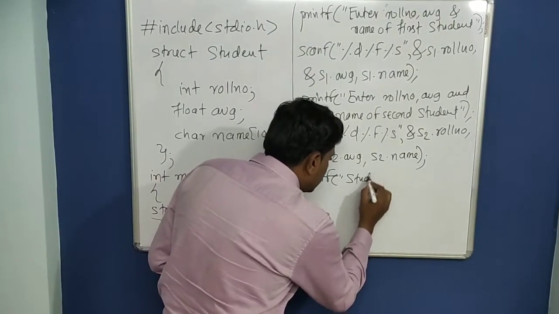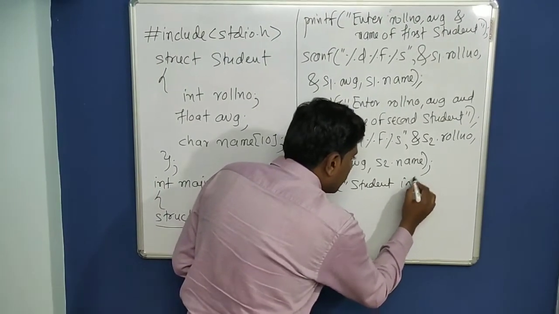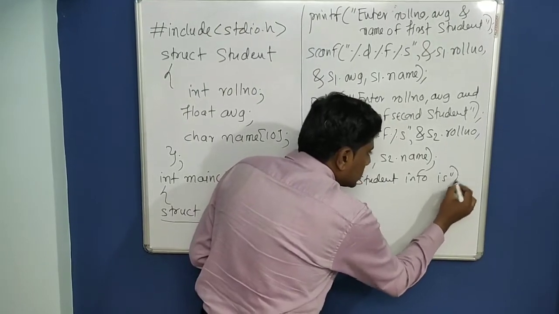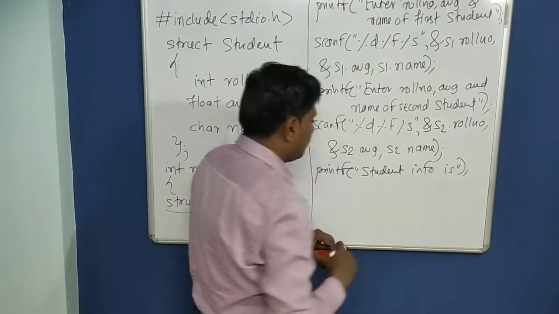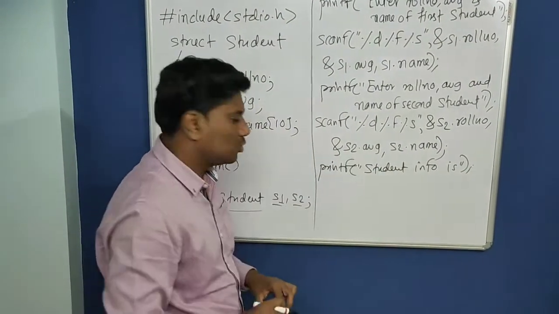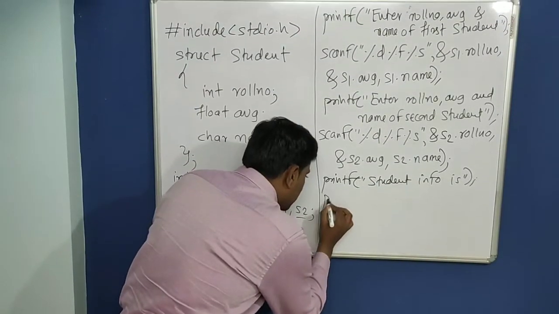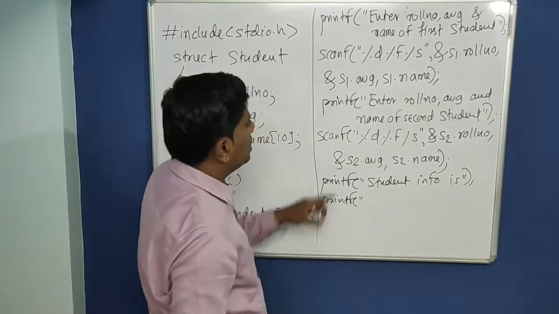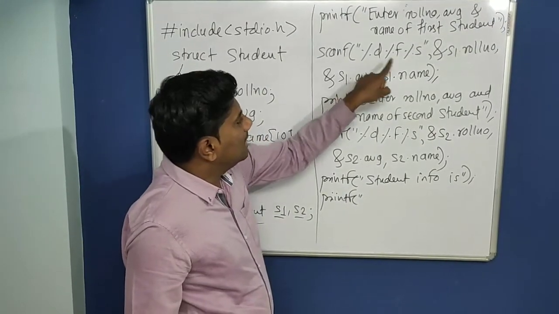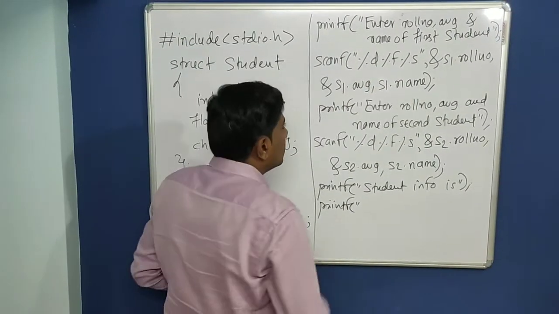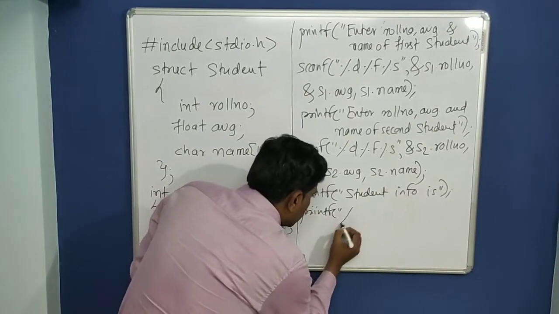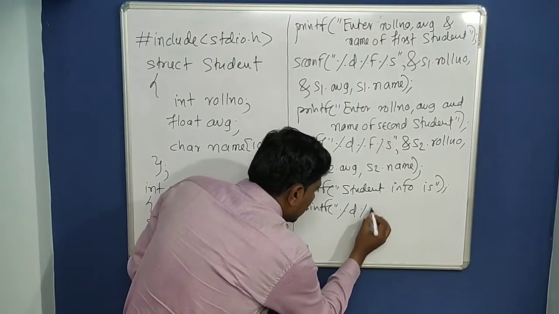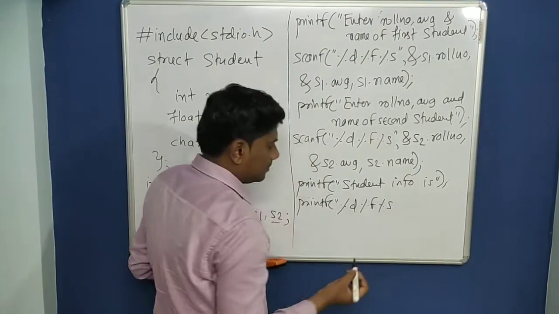Student information. See, this is a static printf. The message "Student information is" will be displayed. And in printf, which type of information will be printed: %d, %f, %s. Getting? So see, %d, %f, %s.